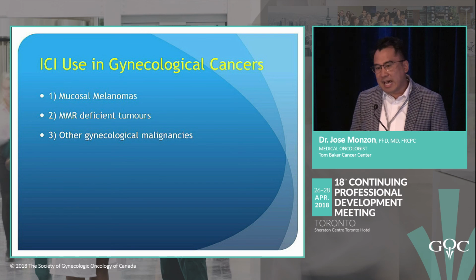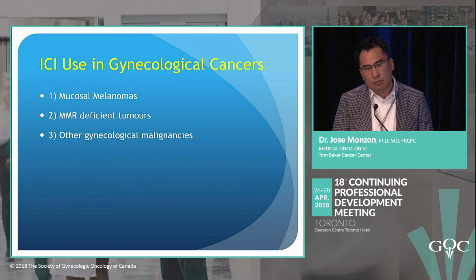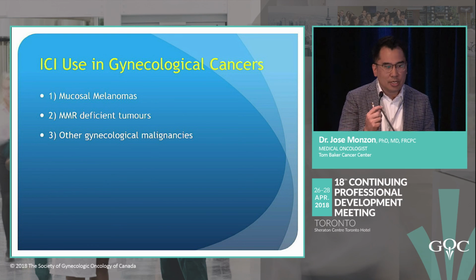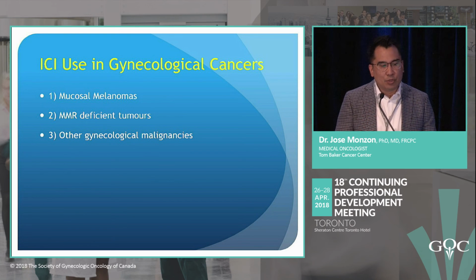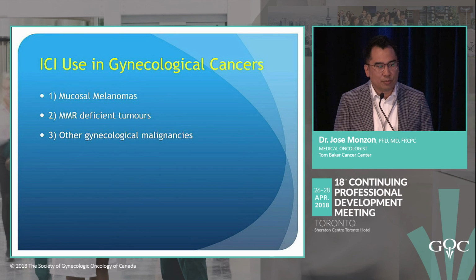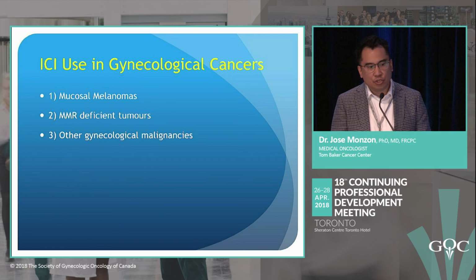So this brings us to the last and final portion of when can we see use of immune checkpoint inhibitors in gynae cancers. One, I bring up mucosal melanomas, and for you guys, it's the vaginal melanomas that typically fall into this category. The next is the mismatch repair deficient tumors, and then I'm going to talk about some other gynae malignancies.